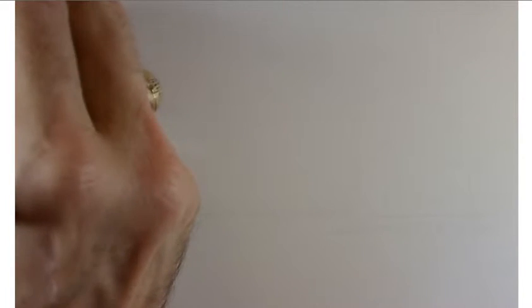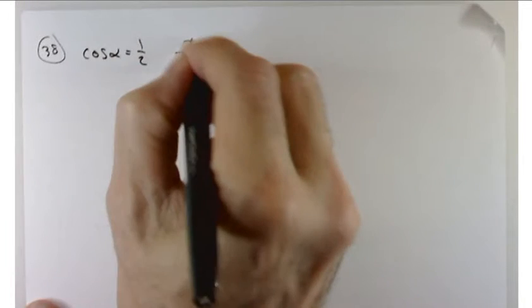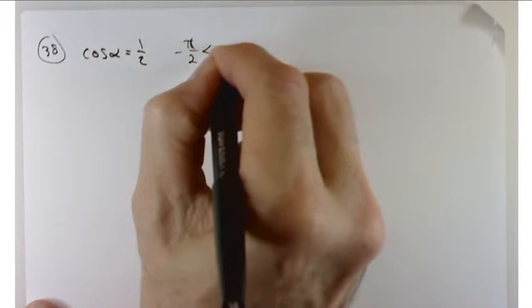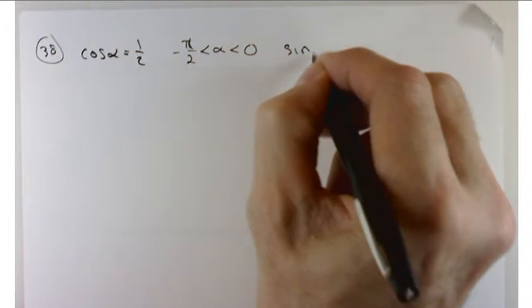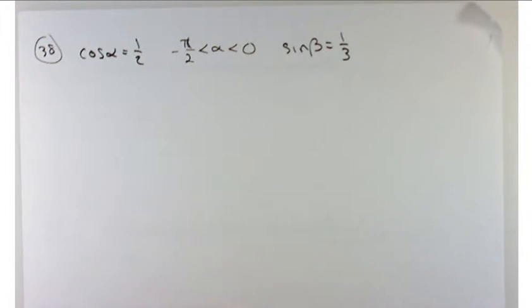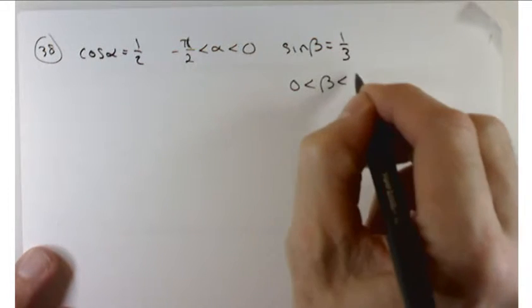So 38 gives you the cosine of alpha is 1/2, and alpha is between negative pi over 2 and 0. What quadrant is that saying things are in? Yeah, it's in the fourth quadrant. Sine of beta is 1/3, and beta is in the first quadrant. 0 less than beta, less than pi over 2.